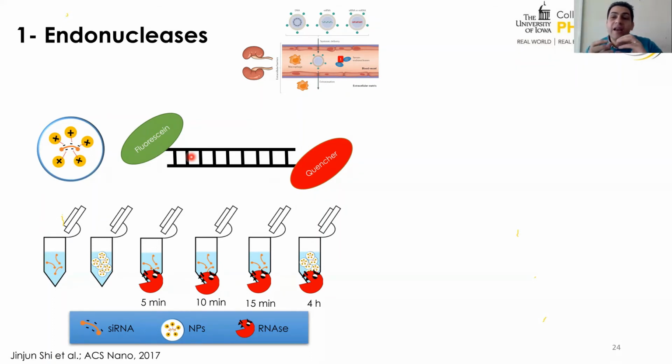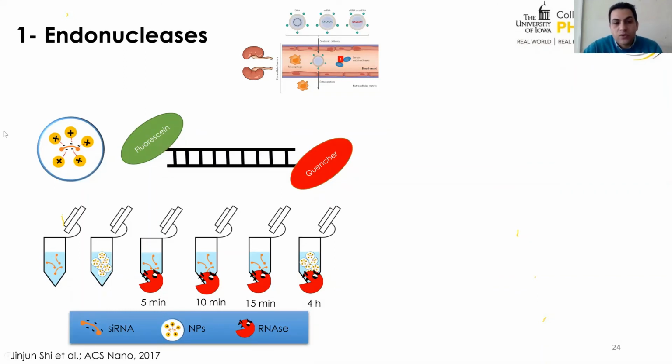However, if your siRNA breaks apart, then the quencher and the fluorescent molecule will fall apart from each other, and then you will see a signal. So what I'm trying to show you here is if we see a signal, it means the DNA or the siRNA got damaged and the endonucleases worked. And if we didn't see a signal, this means that we are successful in protecting our formulation from endonucleases.